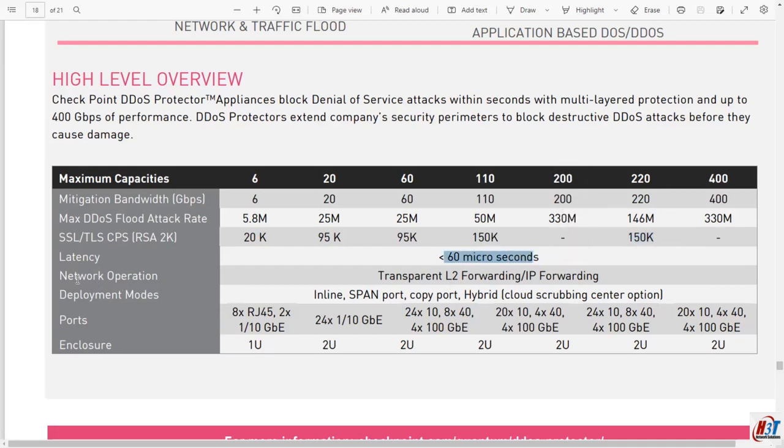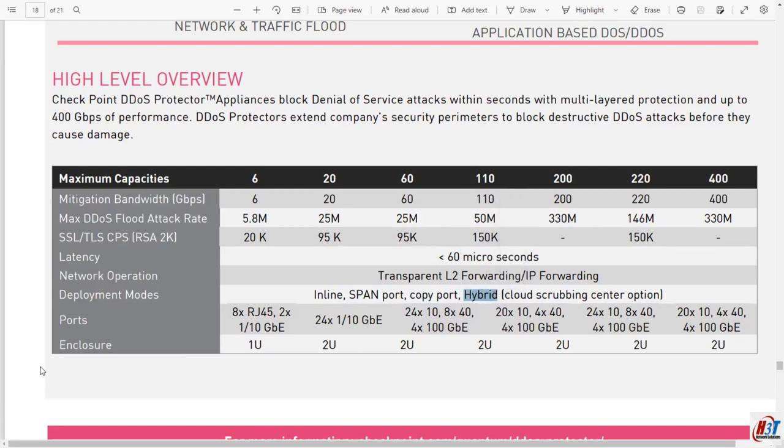And then you have network operations. This is basically a transparent L2 forwarding or IP forwarding, so you don't need to do any changes on the networking side. This will be transparent for the L2 as well as for the L3 layer. So this is basically deployed inline. If you see on the next line, deployment mode is inline or span port or copy port, you can say, and hybrid cloud scrubbing center option.